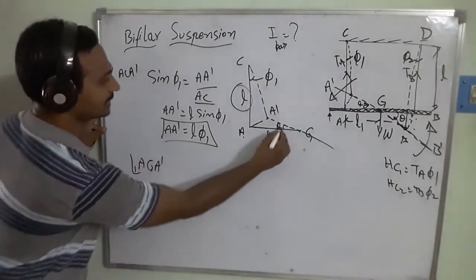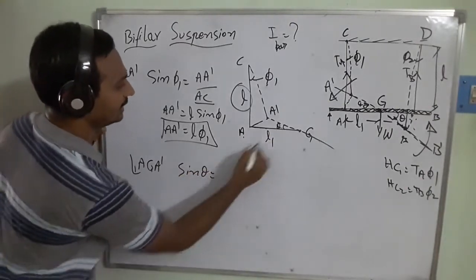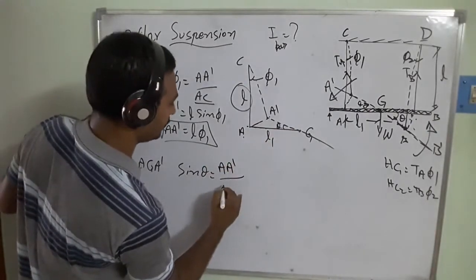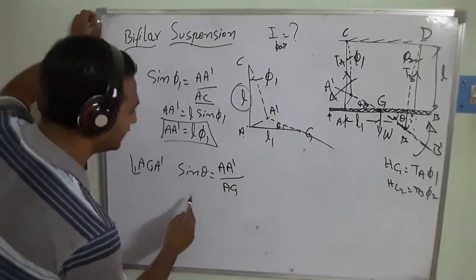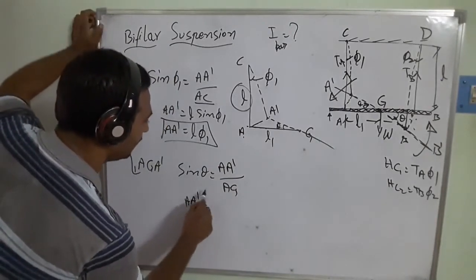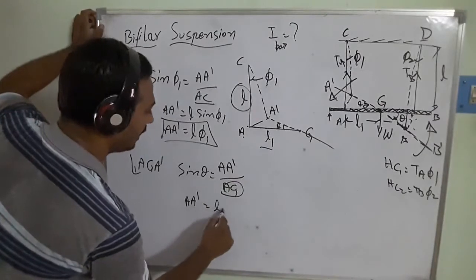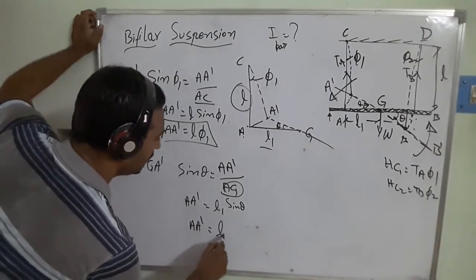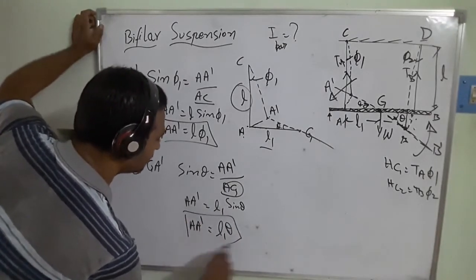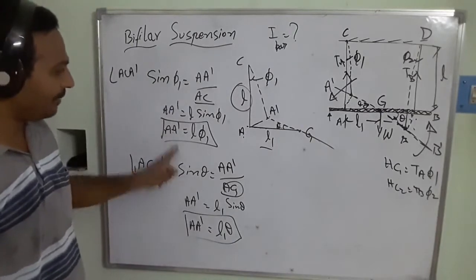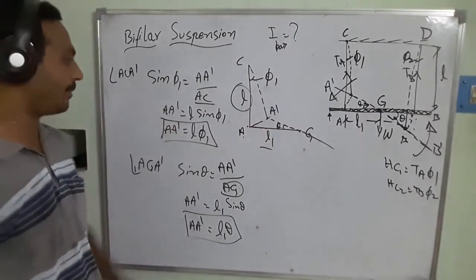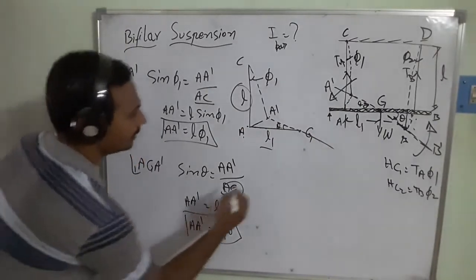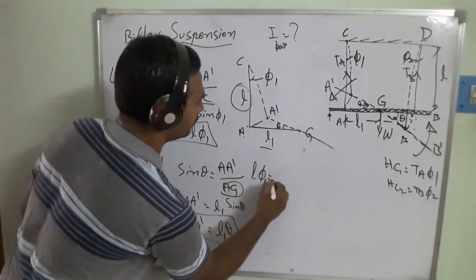So then what is the formula? Sine theta is equal to the opposite side, which is A dash, divided by the hypotenuse, that's going to be AG. So in this case also A dash is equal to AG, which is L1 sine theta. So then A dash is equal to L1 theta, we got it. Right? In this case I am going to compare these two, because A dash is common here. L phi 1 is equal to L1 theta.